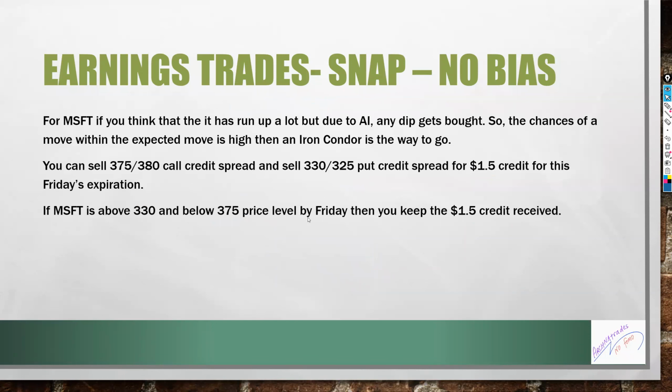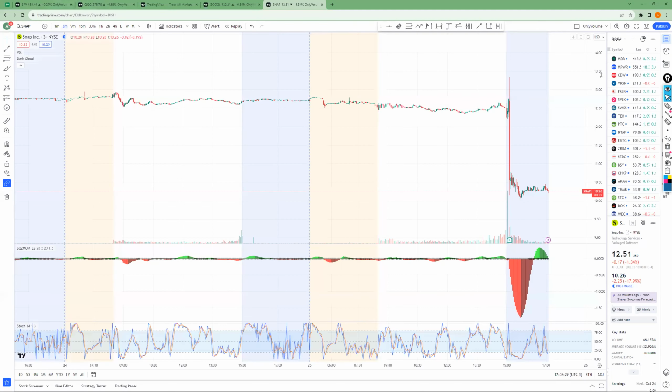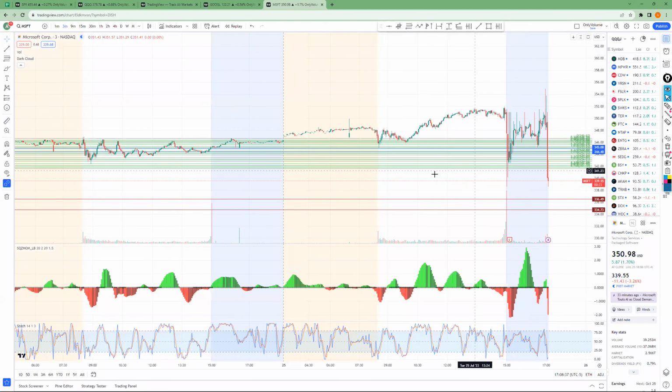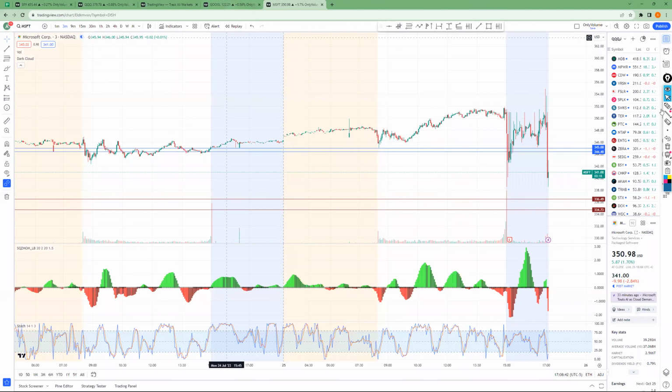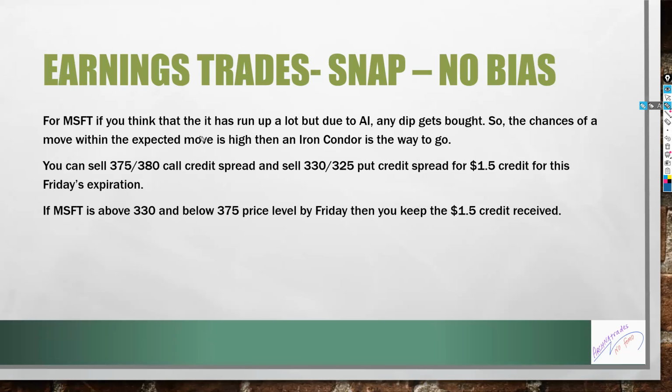Okay. So let's see what Microsoft has done. Okay. Microsoft is right where it is. See, it's not gone below. Microsoft is at around 341, 340. So it is in between, right? So doing this iron condor would have worked very well on Microsoft.